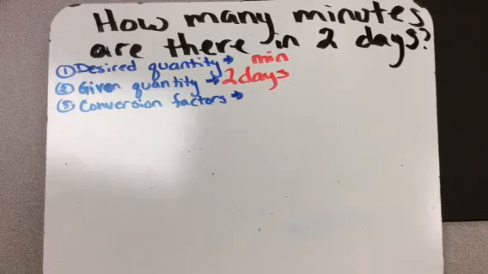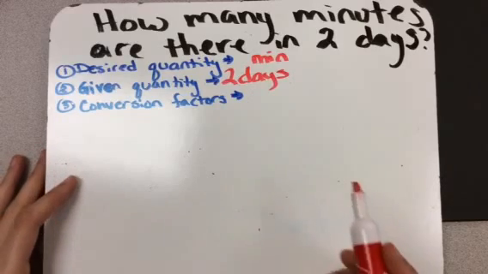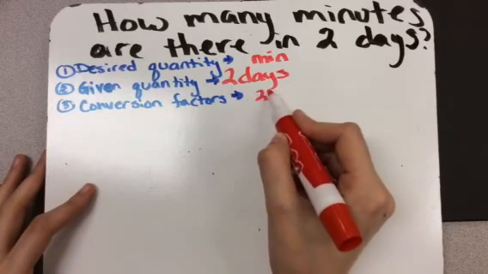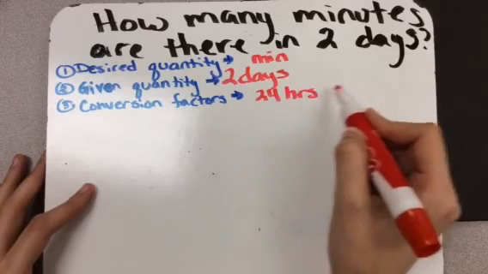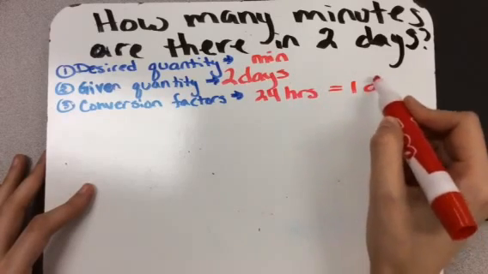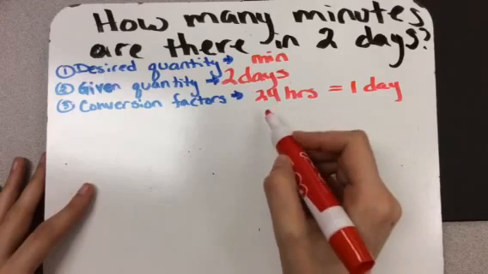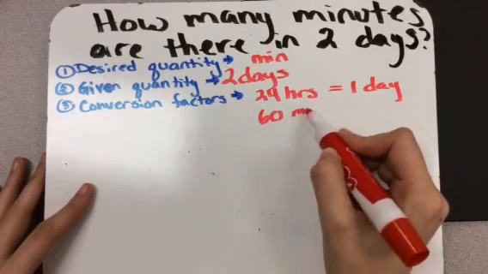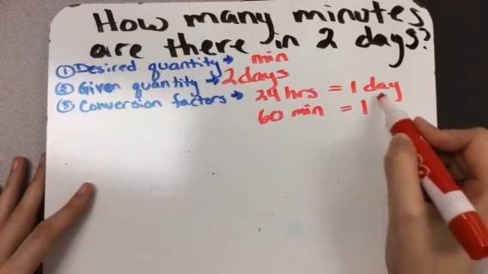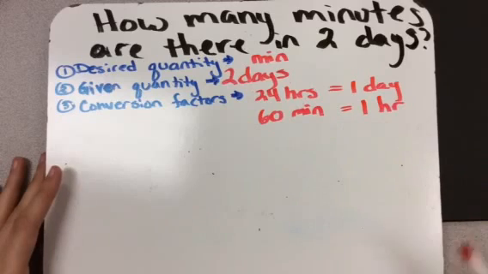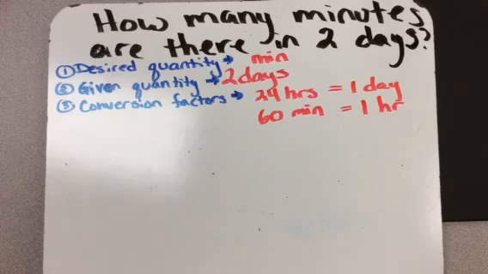What conversion factors are we going to need to get from days to minutes? Now, I don't know about you, but I certainly don't know one off the top of my head that tells us exactly how many minutes there are in a day. But I do know that there are 24 hours in a day. And then from hours, I can go to minutes. So there are 60 minutes in 1 hour. Those are the conversion factors that we're going to use to solve this problem.